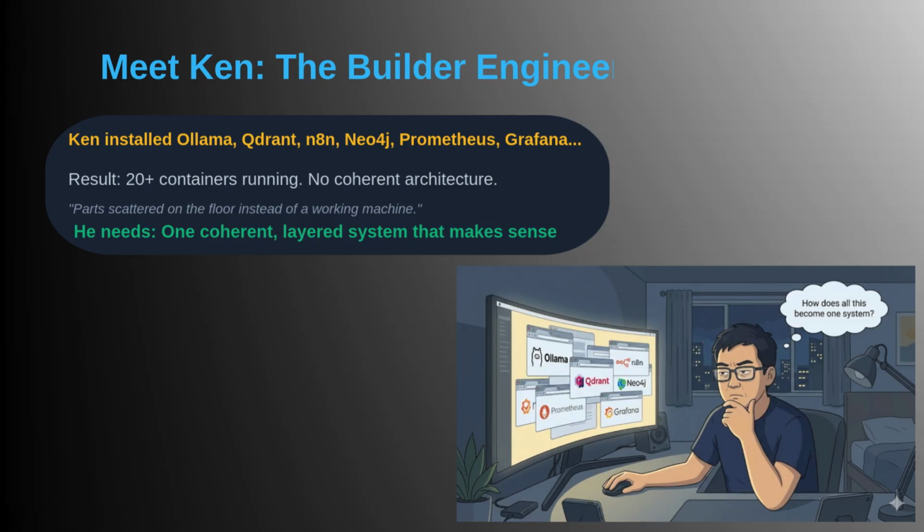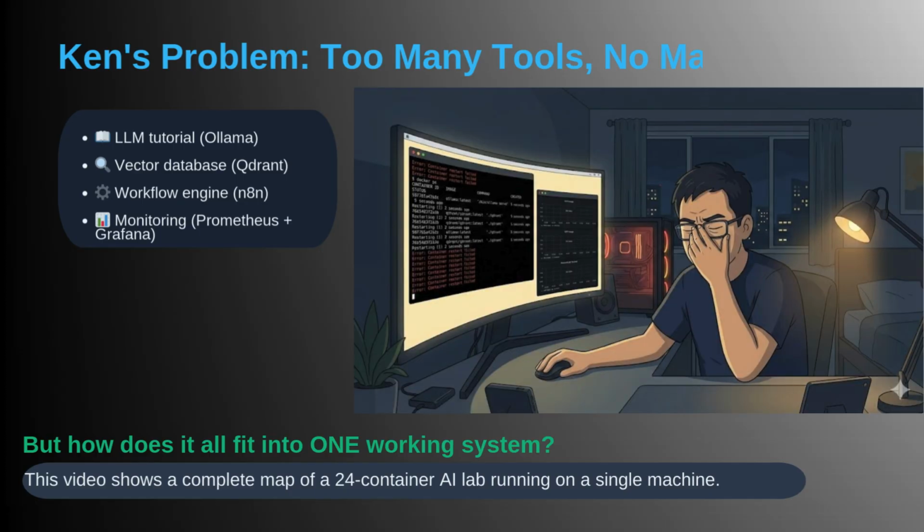Each tool came from a different blog post, a different tutorial, or a different weekend experiment. He followed the steps, spun up the containers, and got everything running. On paper, he now has a serious stack. But when he looks at his Docker list, what he sees is a pile of parts, not a complete machine.